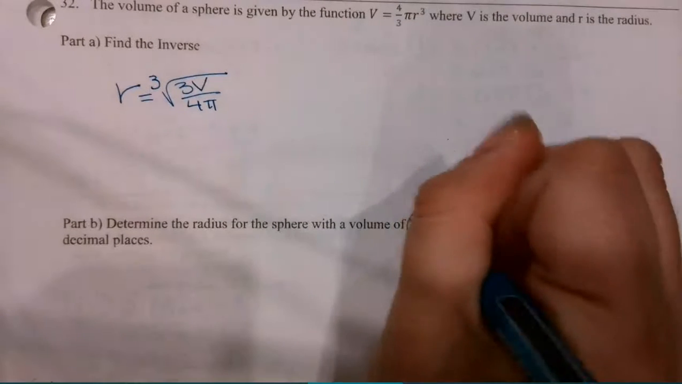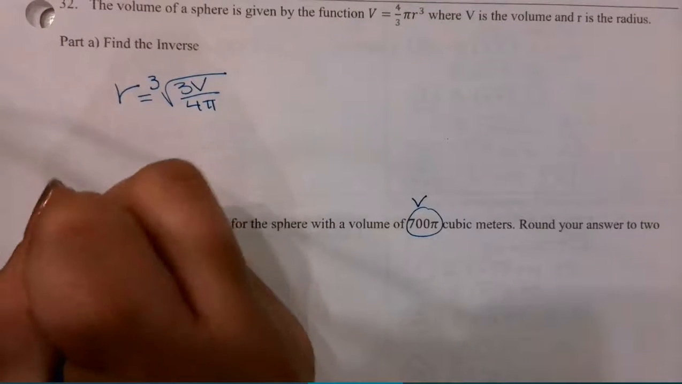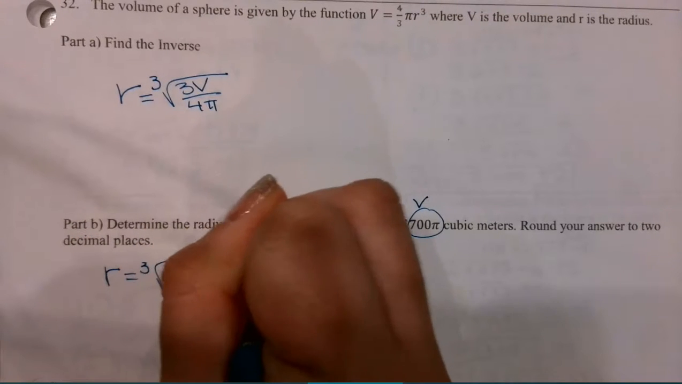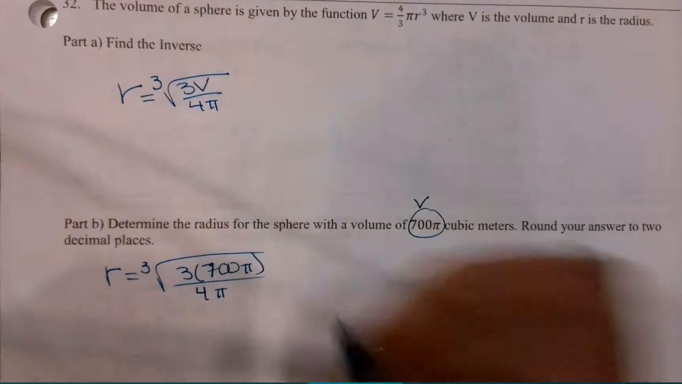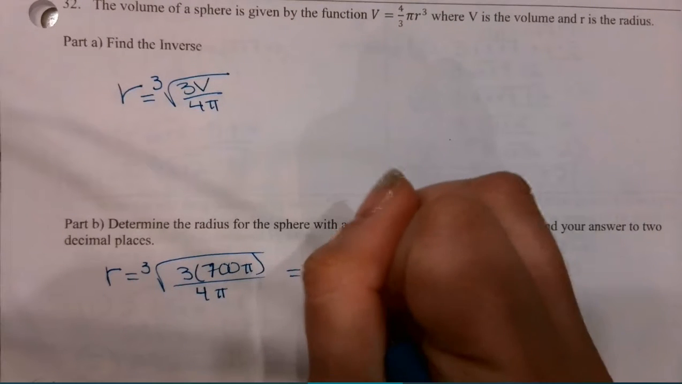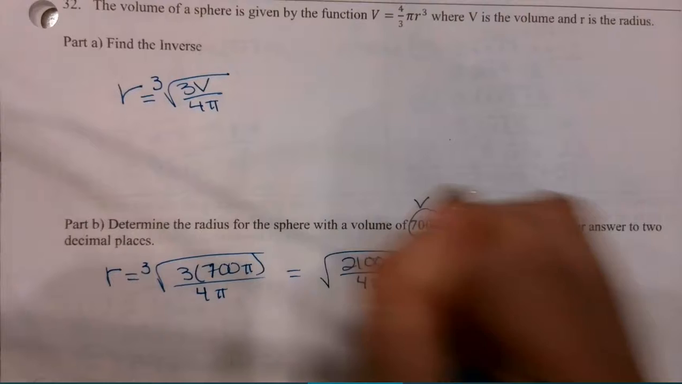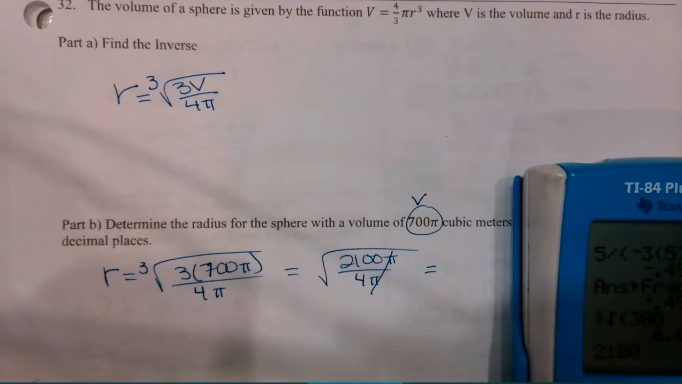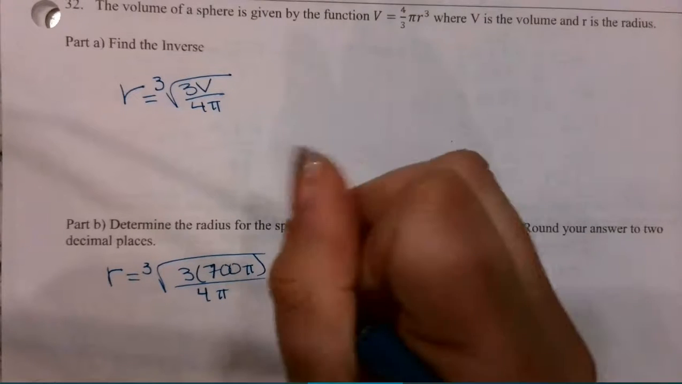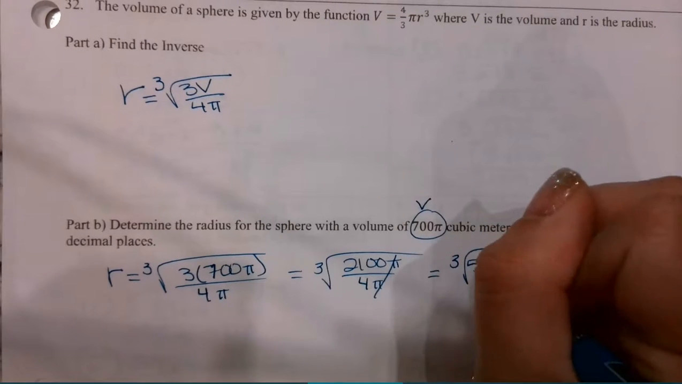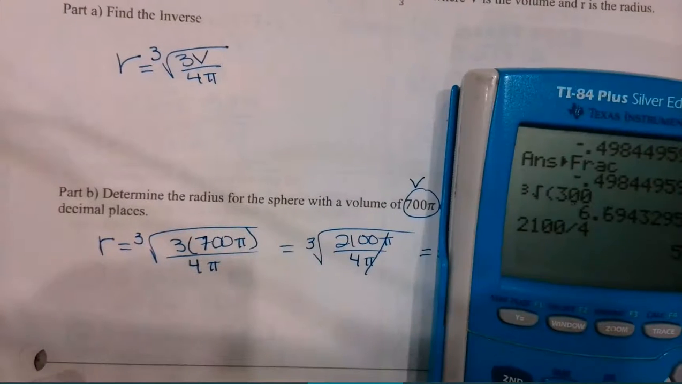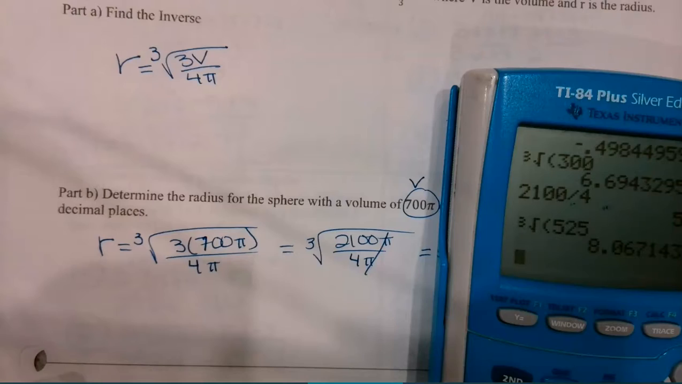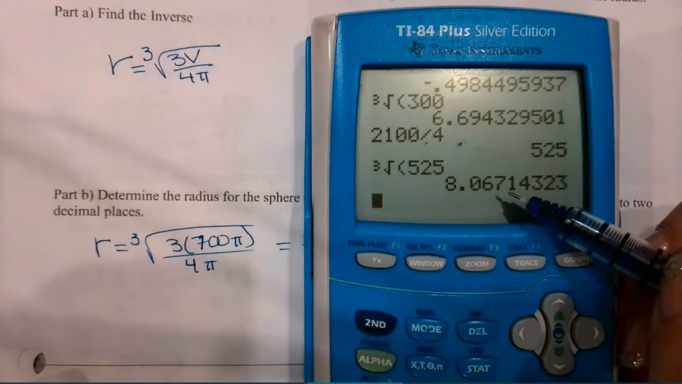On part B, this time I'm plugging in 700 pi for V. So I have r equals the cube root of 3 times 700 pi over 4 pi. I want to simplify this, so I have 2100 pi over 4 pi. The pi's will cancel out. 2100 divided by 4 is 525. Then I want to find the cube root of 525. Math, choice 4, 525. 8.07, it rounds because of the 7.